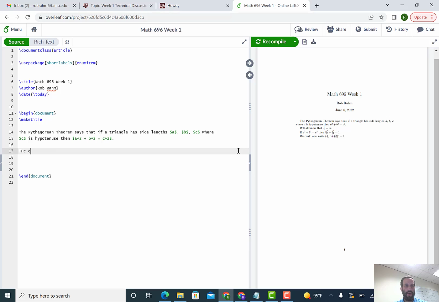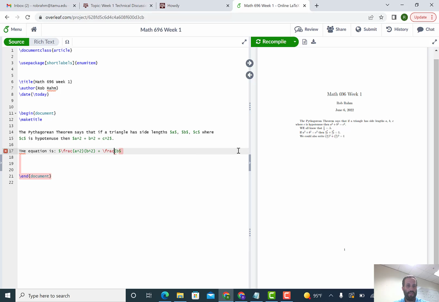So the equation is, okay, so again, $ sign to get me into the math mode, and everything that I type needs to be within these $ signs. And so it's going to be a squared over c squared. So to do a fraction, I'm going to use a new command called frac. So it's going to be \frac. This is going to be a command that takes in two arguments. The first argument is going to be the numerator, and the second argument is going to be the denominator.